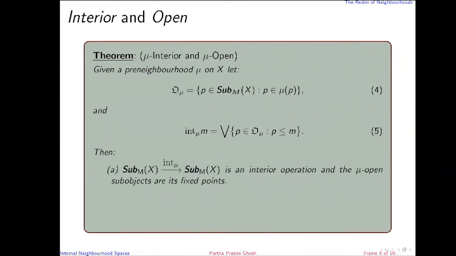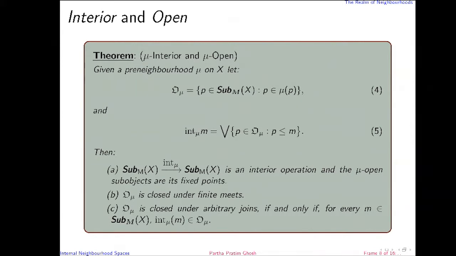It turns out that this interior operation is an interior operation. The interior of M is intensive. It is order preserving and idempotent. And mu-open subobjects, so mu-open sets, are actually its fixed points. But the mu-open sets are only closed under finite meets. And they are closed under arbitrary joins if and only if every interior is mu-open. So that's the first thing that comes up.